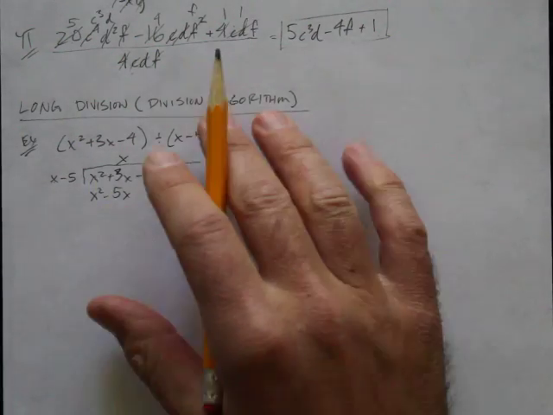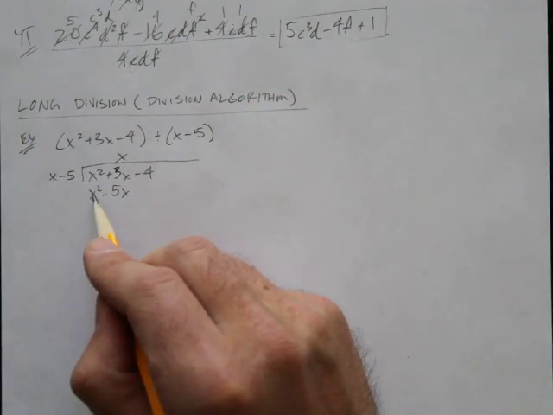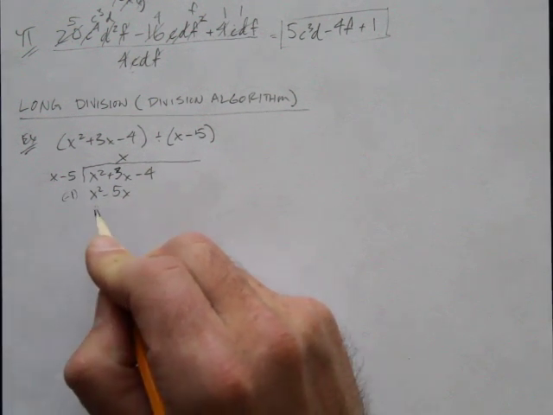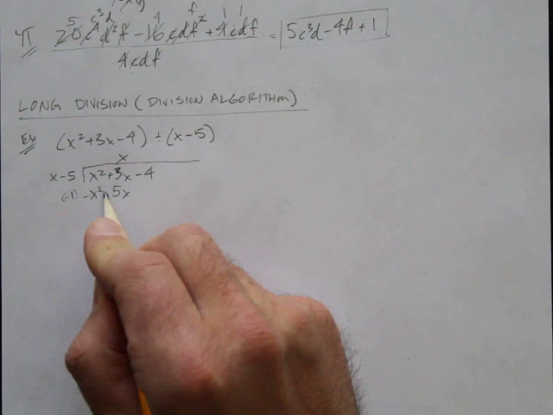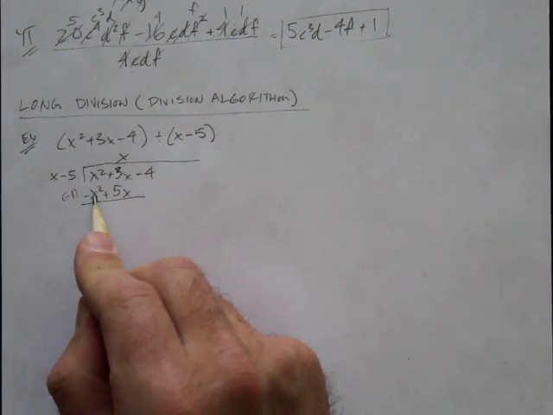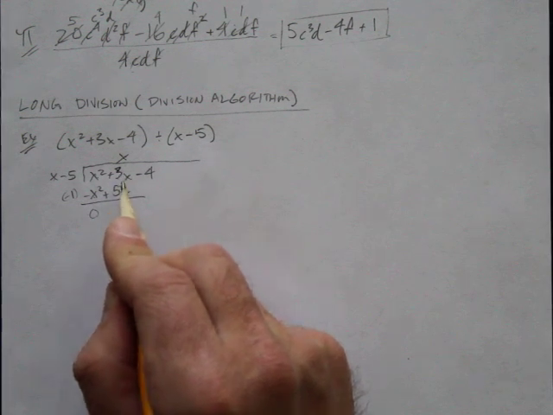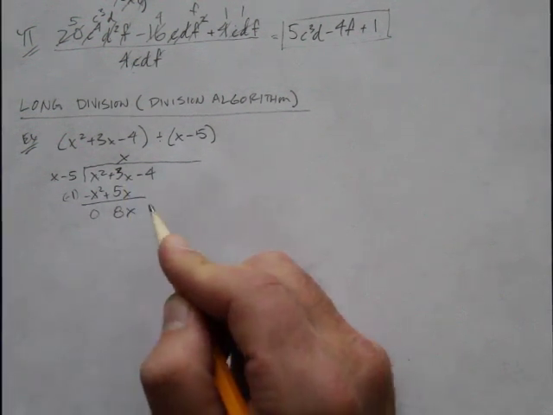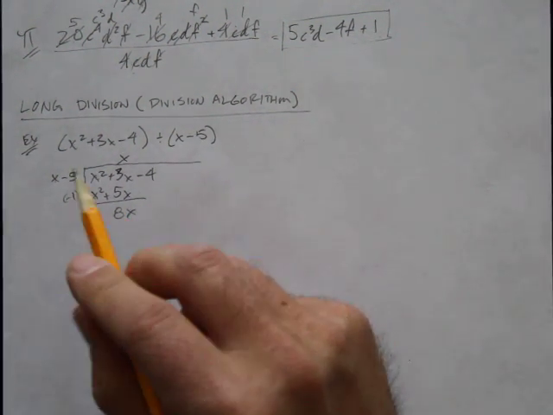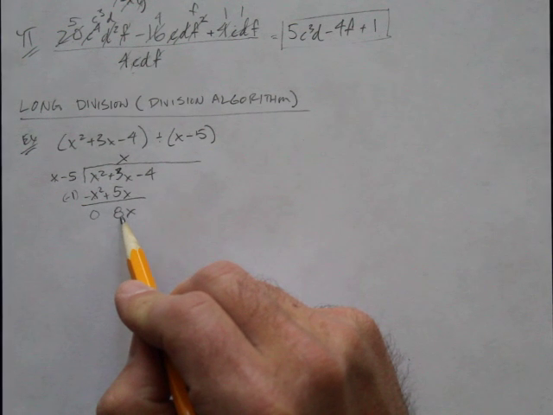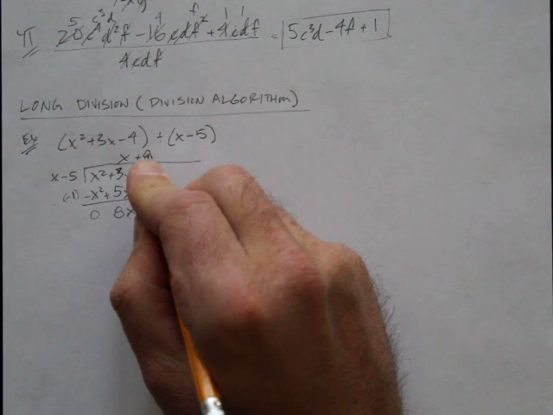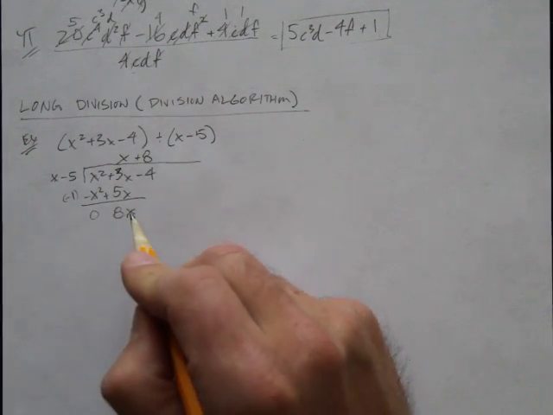All right. Now, I need to subtract this from this. So I'm going to multiply this whole thing by negative 1, so I get negative x squared plus 5x. X squared minus x squared is 0. 3x plus 5x is 8x. Okay, now, what do I have to multiply by x to get to 8x? Positive 8, right? So I add 8.